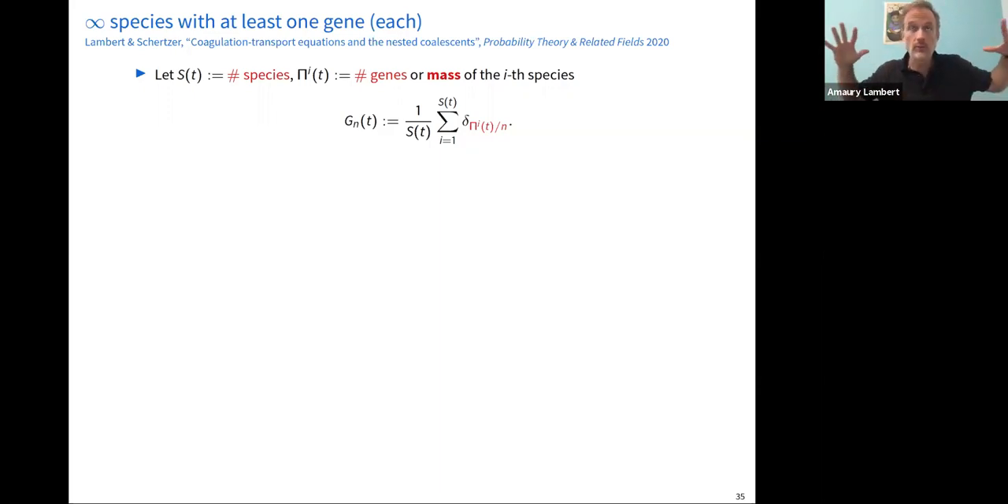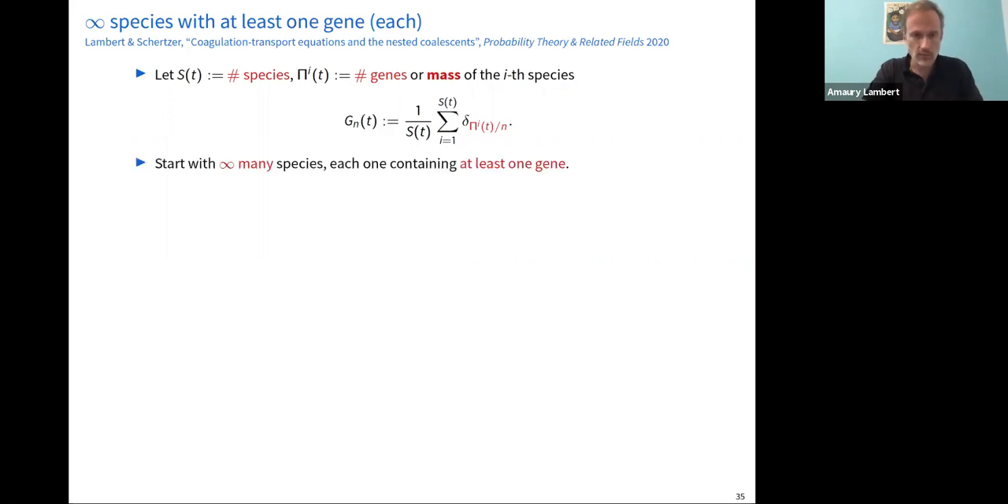Okay, so you imagine that you have these species that coalesce together, and you look at the distribution of the number of genes in these species that you can define this way. You start with infinitely many species, and you don't have to specify the number of genes that you put initially in each of these species. You just have to assume that there is at least one gene.